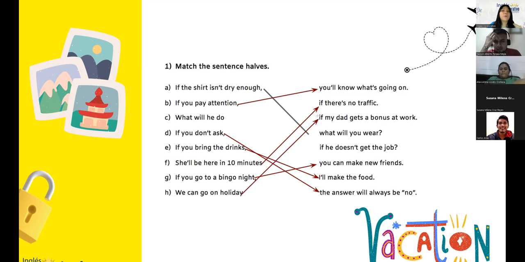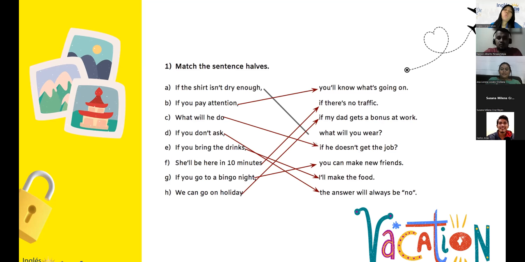If my dad gets a bonus at work. So that means that you are going to have money, right? And now let us see, what will he do? If he doesn't get the job. Correct.